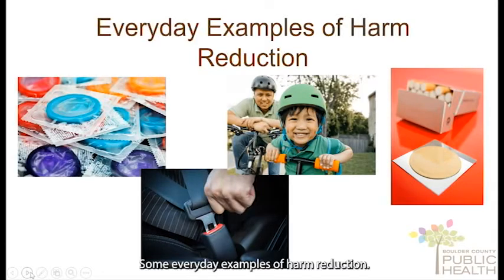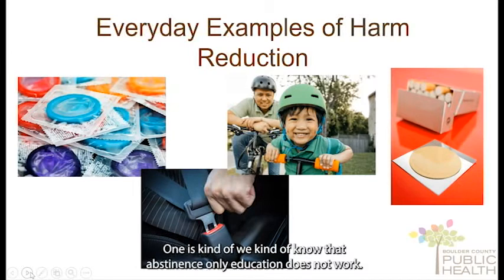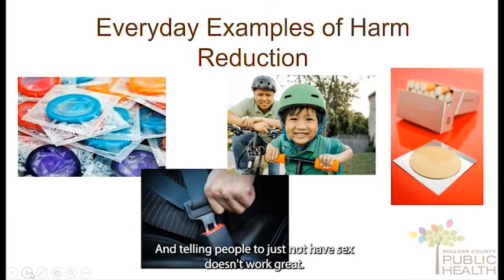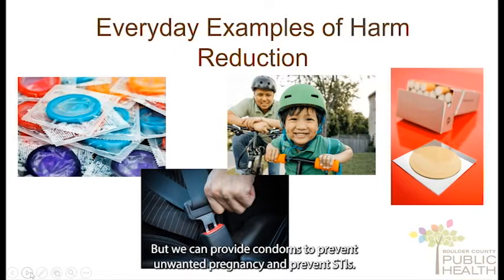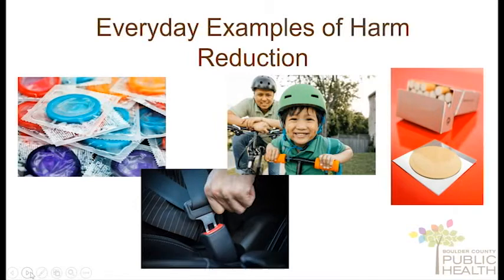So some everyday examples of harm reduction. One is condoms. We kind of know that abstinence-only education does not work, and telling people to just not have sex doesn't work, right? But we can provide condoms to prevent unwanted pregnancy and prevent STIs. So that's a really good example of harm reduction.